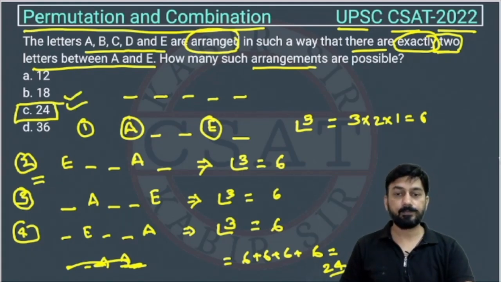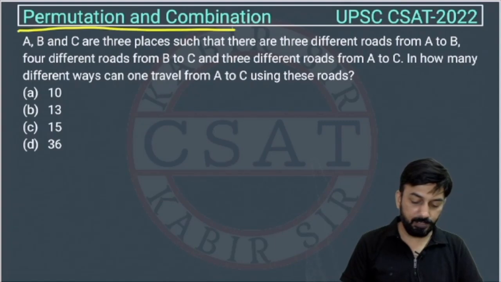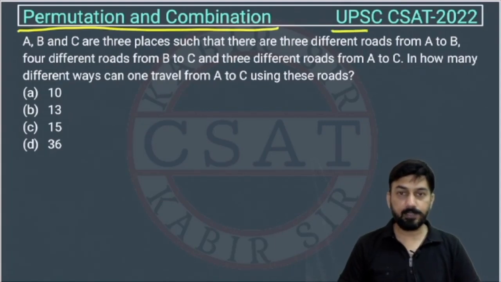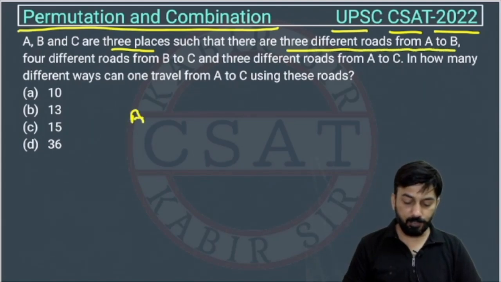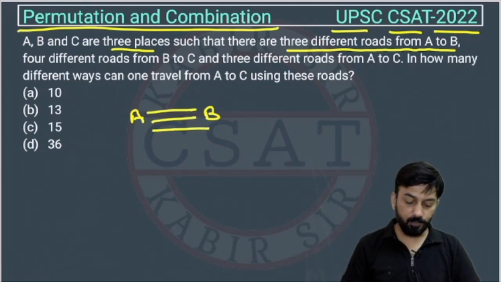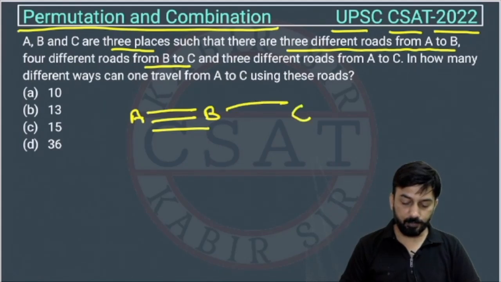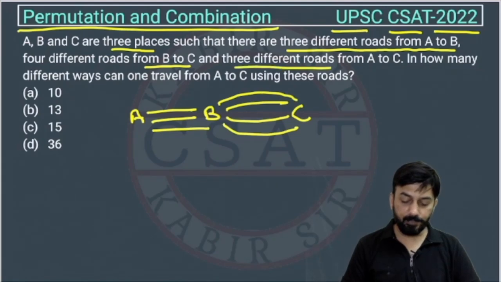Okay, this is a question from Permutation and Combination chapter asked by UPSC in their CSAT paper of 2022. A, B, C are three places such that there are three different roads from A to B, right? So from A to B, how many roads are possible? 3, right? 4 different roads from B to C. Suppose C is here. So how many roads are possible from B to C? 4, right? And 3 different roads from A to C, right? So this is like this.